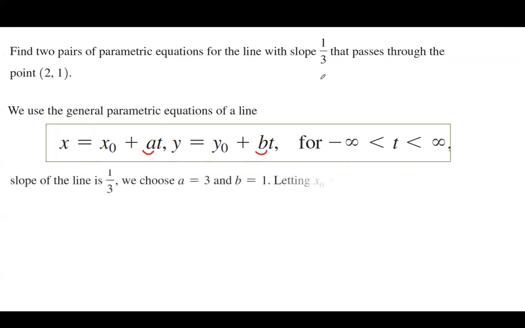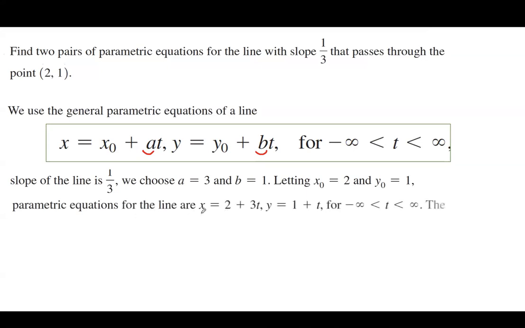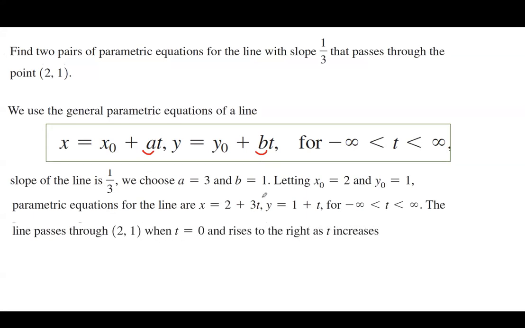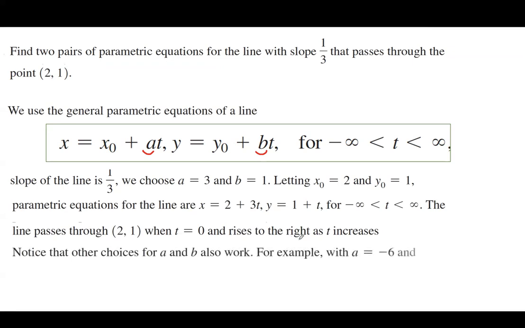Well, the slope of the line given here is 1/3, so we're going to choose a to be 3 and b equal to 1. Set x sub 0 equal to 2 and y sub 0 equal to 1. The parametric equations for the line can be written as x = 2 + 3t, and y = 1 + 1t, or just 1 + t. When t ranges from negative infinity to positive infinity, the line passes through the point (2, 1) where t is equal to 0. So when t is 0, x becomes 2 and y becomes 1, and it rises to the right as t increases.